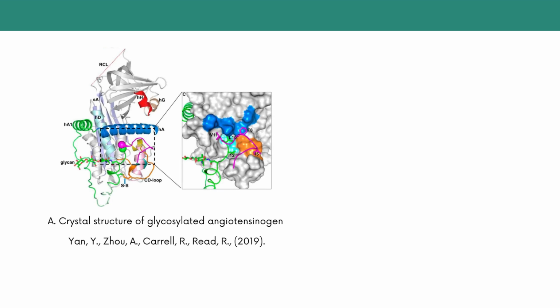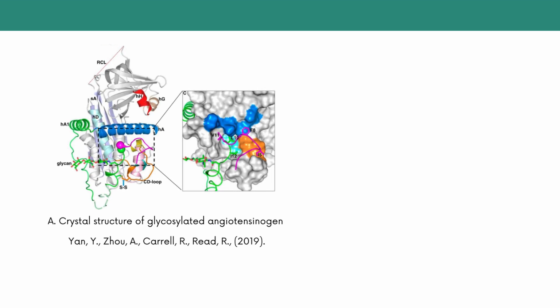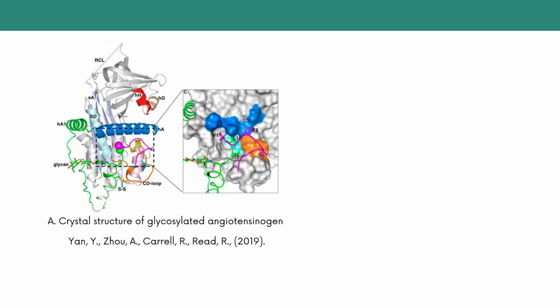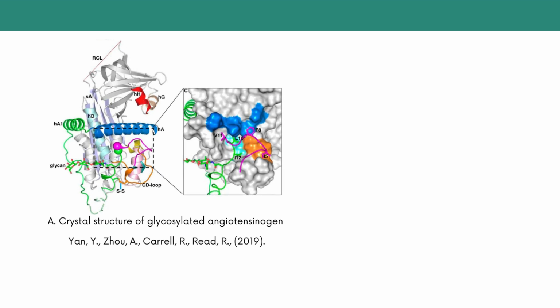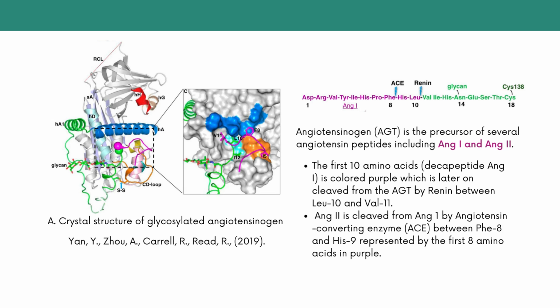The crystal structure of glycosylated angiotensinogen is shown in Figure A. It shows different protein folding including helixes and alpha and beta sheets. It is known that angiotensinogen is a sole precursor of several angiotensin peptides, including angiotensin 1 and angiotensin 2.